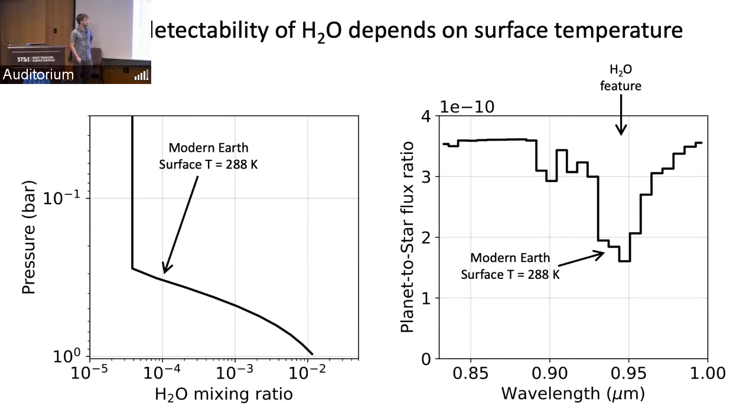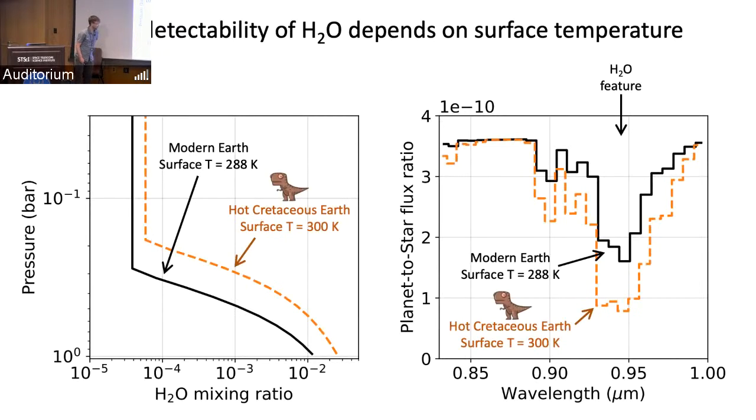But the thing is that Earth has not always been 288 Kelvin. It's been warmer and colder in the past. For example, when there were dinosaurs around, back on the Cretaceous Earth, about 100 million years ago, the surface temperature could have been 300 Kelvin. And since the planet was warmer, there'd be more water vapor in the atmosphere, and you can see that its reflected light spectrum has a bigger water vapor feature.